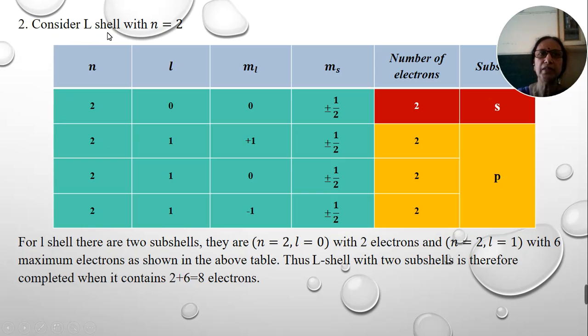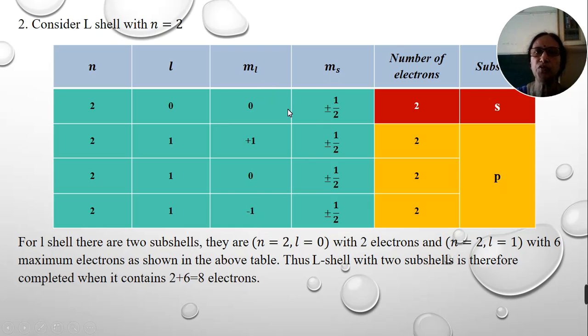Consider the second main orbit, that is the L shell, and for the L shell we know that the value of n is 2 here. List out n, l, ml, and ms for all these values. For n equal to 2, l can have two values, 0 and 1. When l is 0, ml has only one value, that is 0. But when l is 1, ml can have three values, that is plus 1, 0 and minus 1.